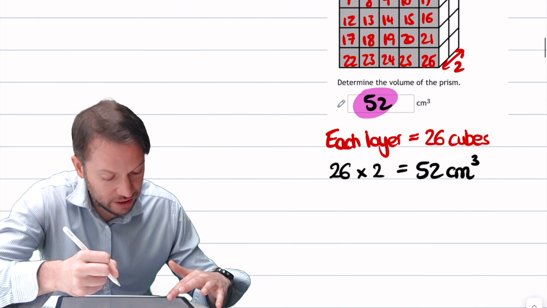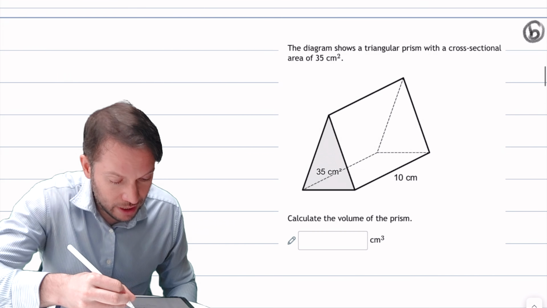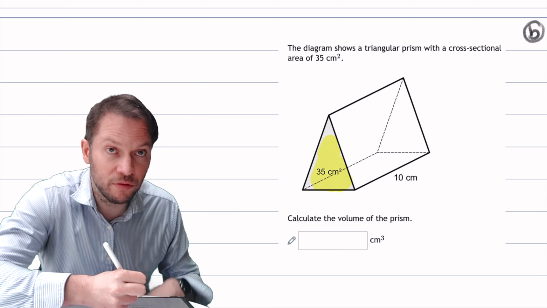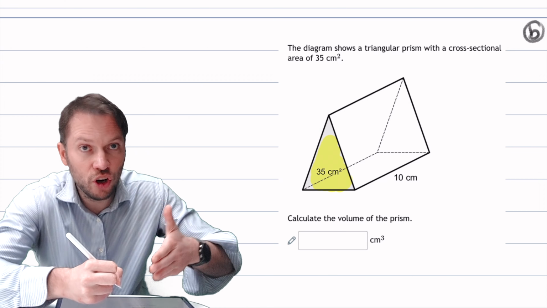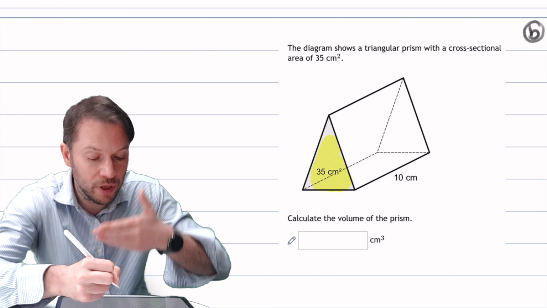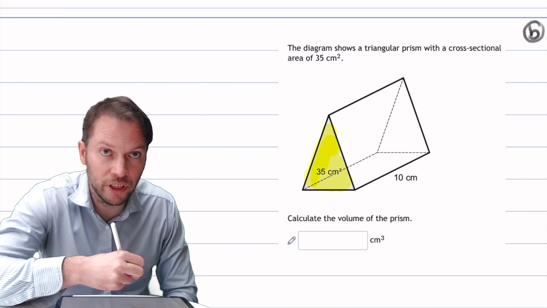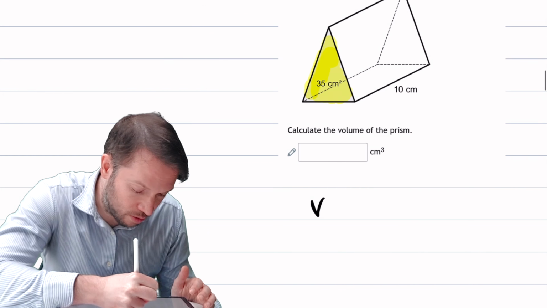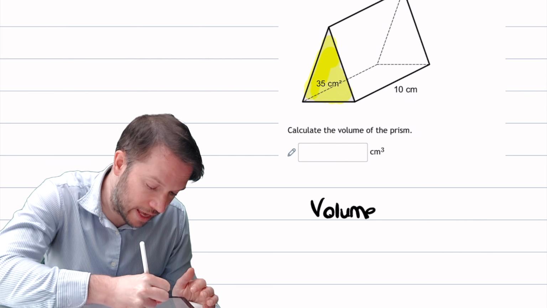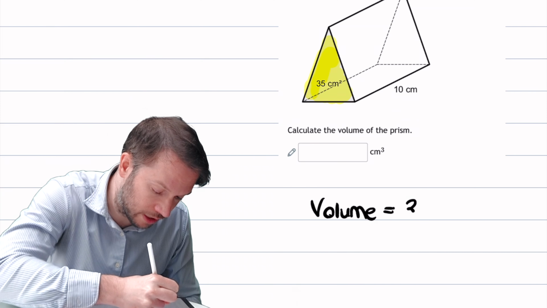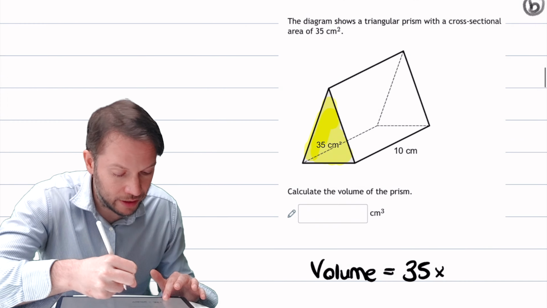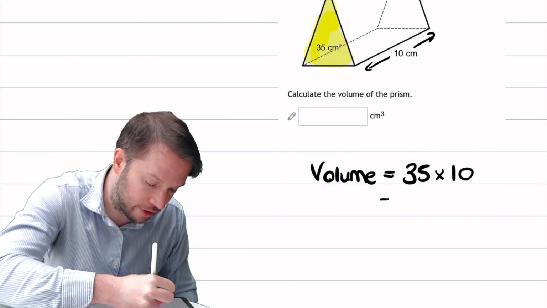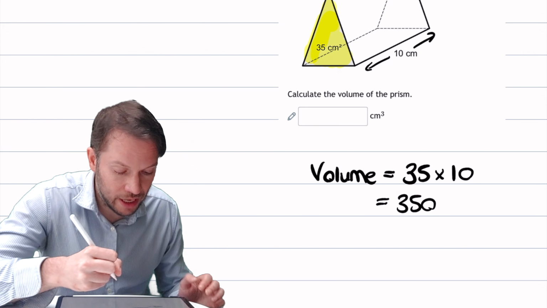So let's apply it to this problem here. Where's the cross-section? Well, it's this shape here, because wherever you chop this triangular prism, you're going to see that yellow triangle, aren't you? And all we need to do is the volume is equal to the area of the cross-section, which is 35, multiplied by this length here of the prism, which is 10, and that's going to give you 350.